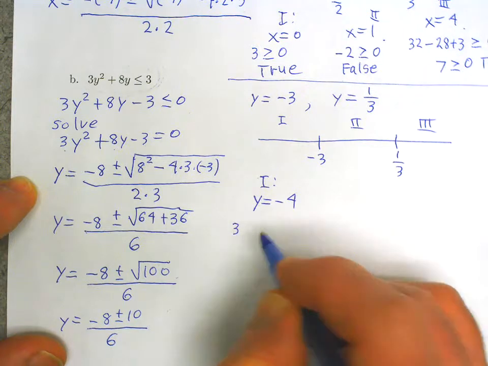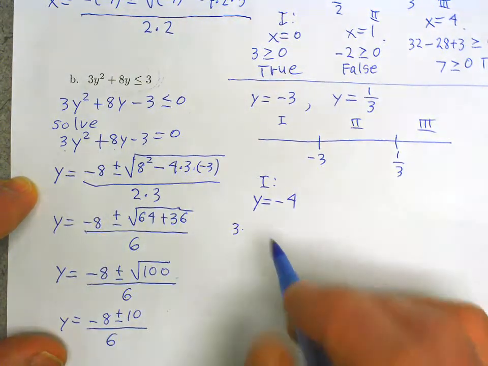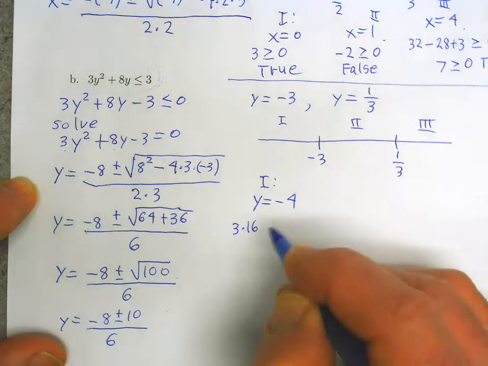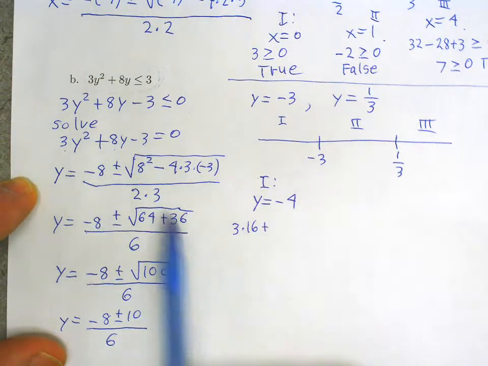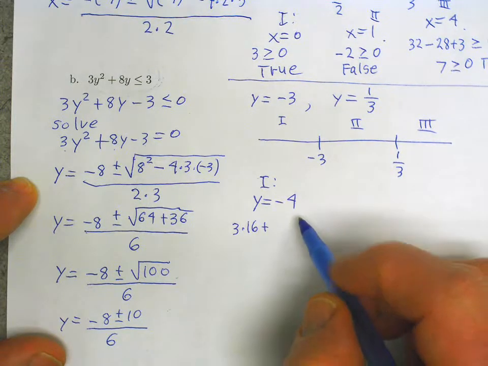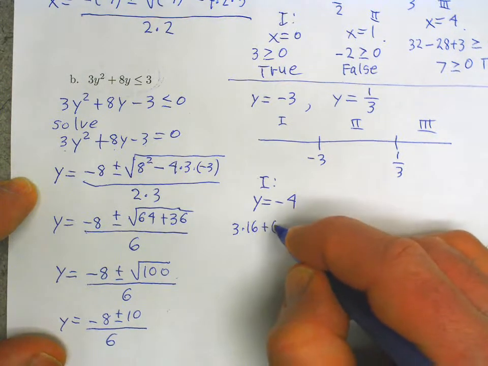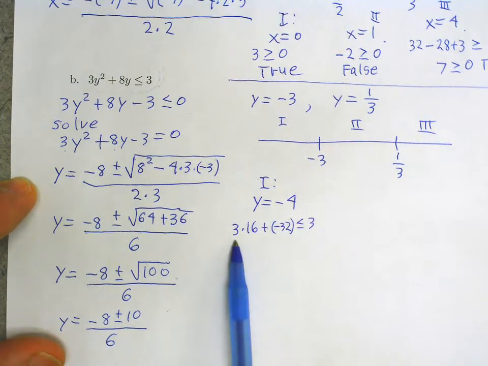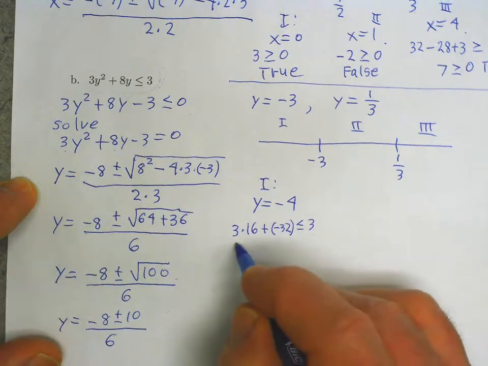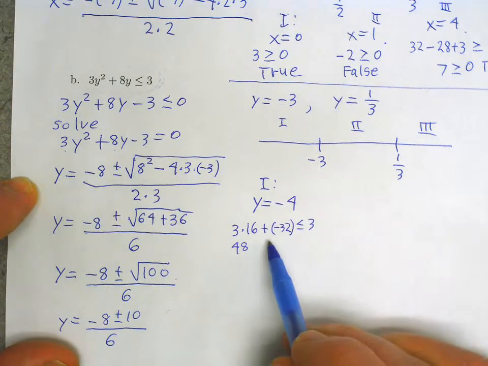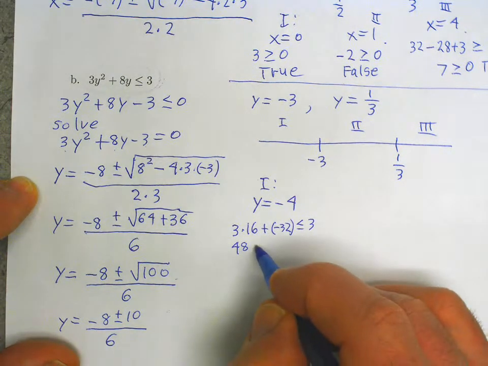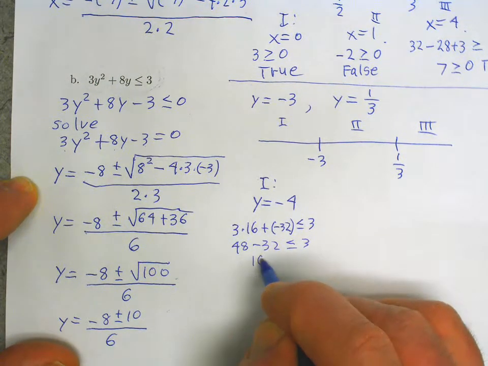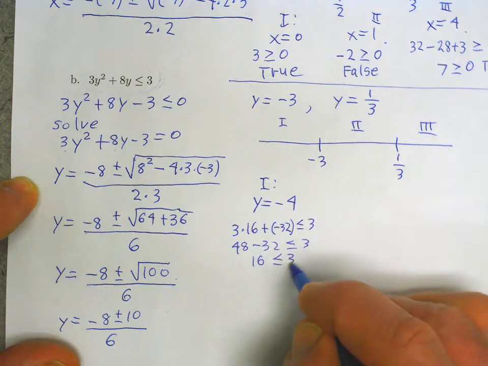So we get 3 times the number -4 squared. The number -4 squared is 16, so it's 3 times 16. And then plus 8 times -4, which is -32, less than or equal to 3. 3 times 16 is 48. And if we add -32, that's equivalent to subtracting 32. And then finally, 16 less than or equal to 3. Okay, so that's false.